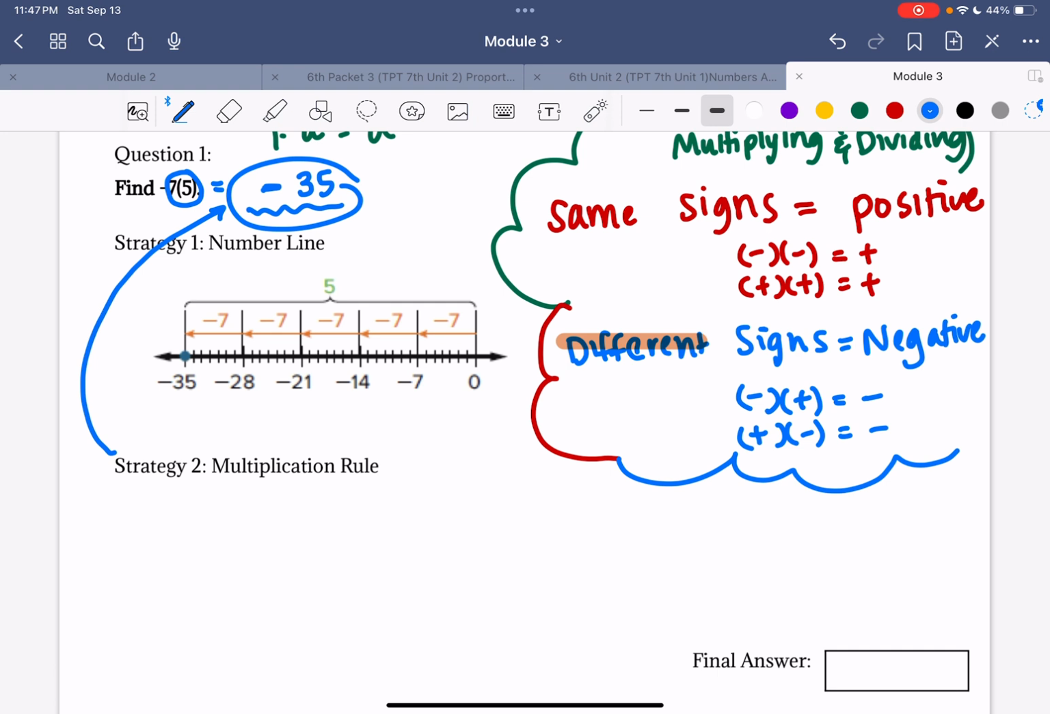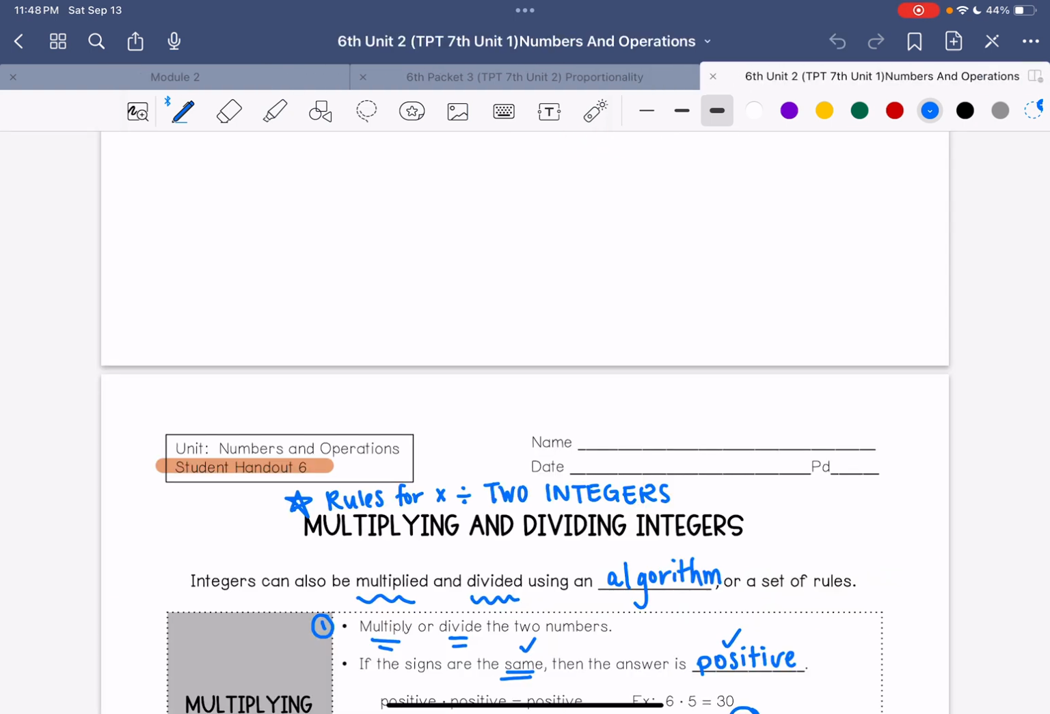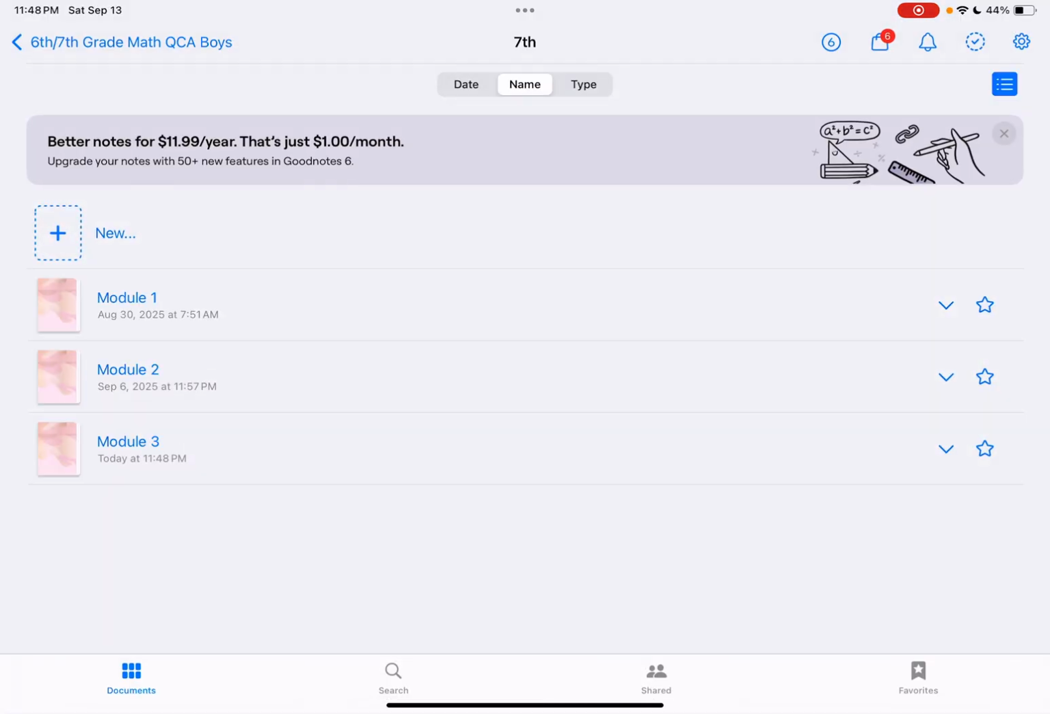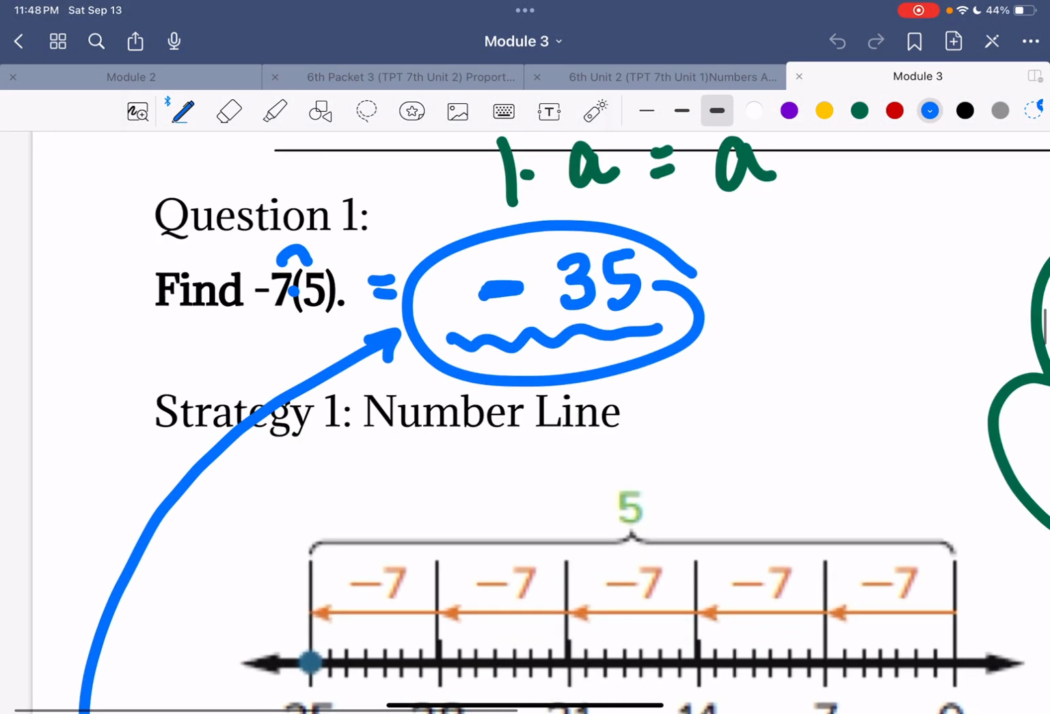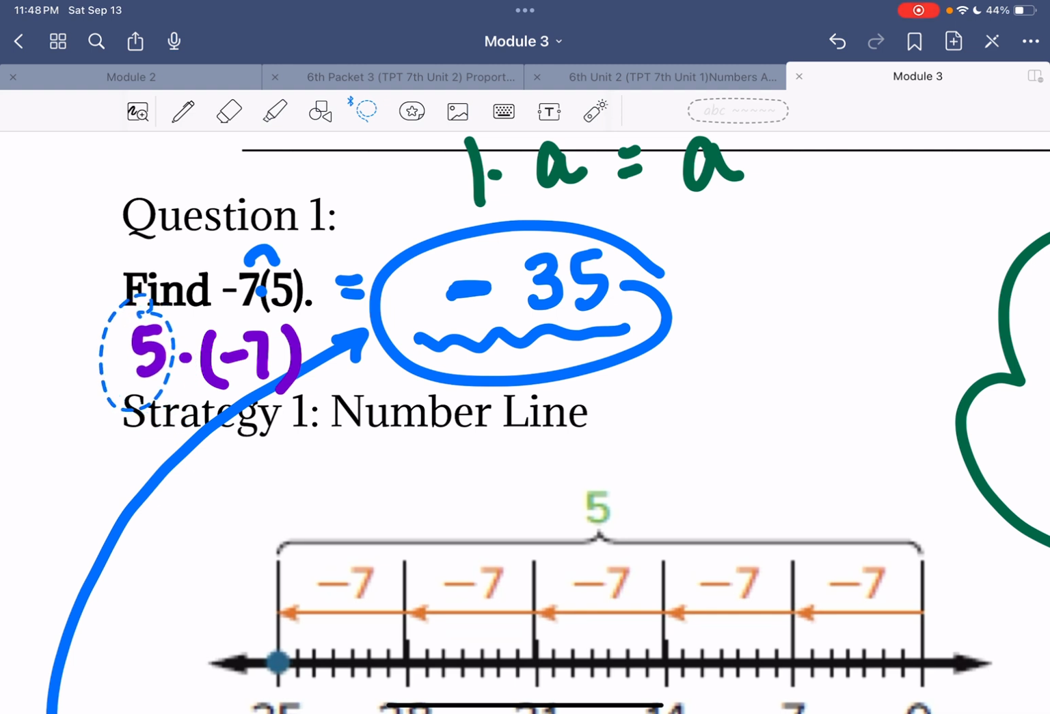behind it, you can think about, okay, negative 7 times 5 is the same thing, because commutative property says I can write it in the other order. Commutative means I can write multiplication in the order 5 times negative 7 as well, and it means the same thing. It doesn't matter if I take this and put it here or take it and put it here. They mean the same thing.